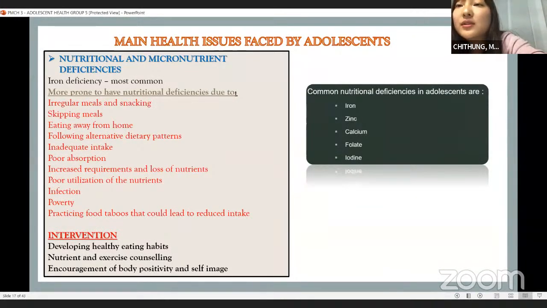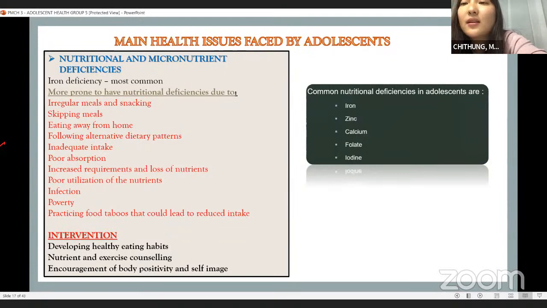Nutrition and micronutrient deficiencies. Common nutritional deficiencies in adolescents are iron, zinc, calcium, folate, and iodine, with iron deficiency the most common. Nutritional deficiencies occur mainly because of irregular meals and snacking, skipping meals, eating away from home, following alternative dietary patterns, inadequate intake, poor absorption, increased requirement, loss or poor utilization of nutrients, infection, poverty, or practicing food taboos that could lead to reduced food intake.